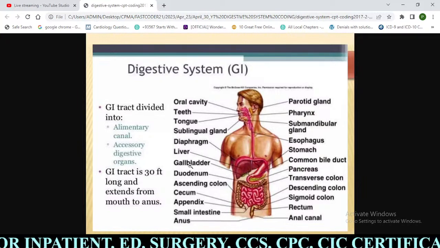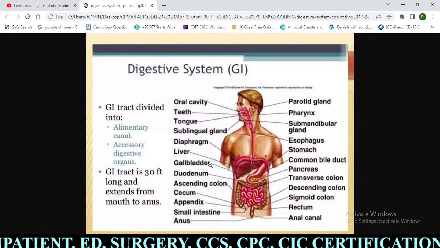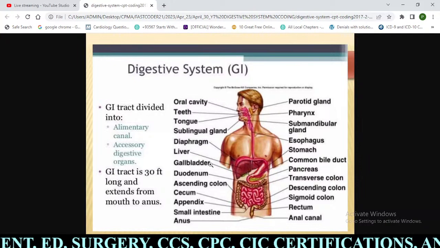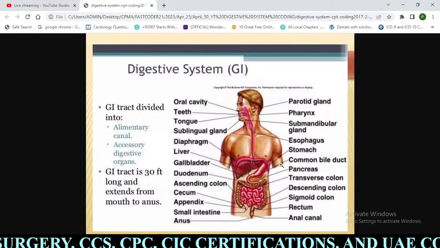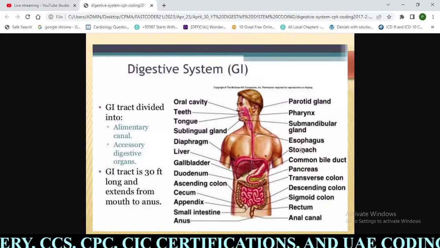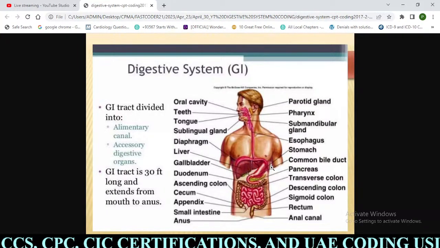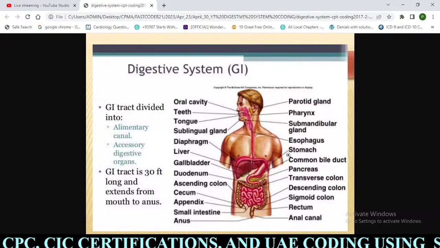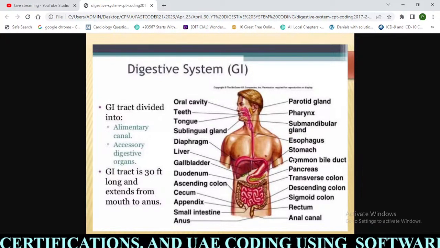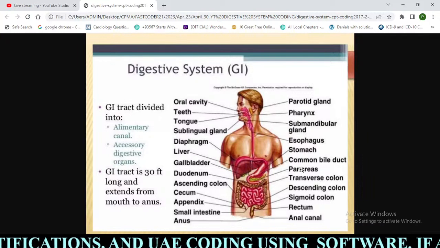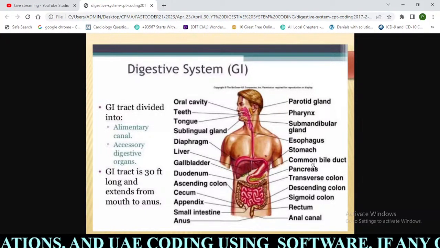So we have some procedures related to the gallbladder. Usually we call it cholecystectomy, the removal of the gallbladder. We have the stomach. Removal of the stomach is gastrectomy. Mostly for bariatric surgery purposes, they will remove the stomach. And we have common bile ducts. All this comes under ERCP.